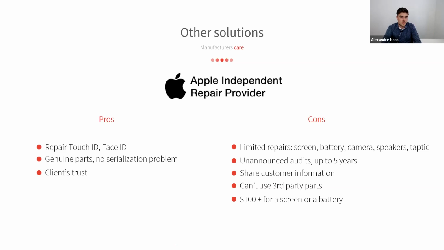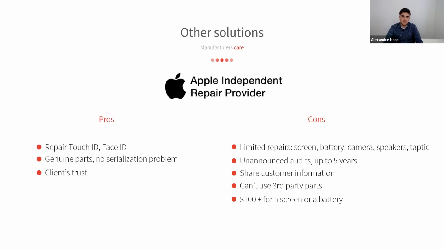But there are also a few issues. You can't do every single repair. You're limited to screens, batteries, cameras, speakers, and the vibrator engine. There are also some audits. You have to share all your customers' information. You can't use the parts you want, so you have to buy parts from Apple, and parts are pretty costly, around 100 euros for a battery, which seems like a lot. So some solutions are there, but they're not perfect yet.